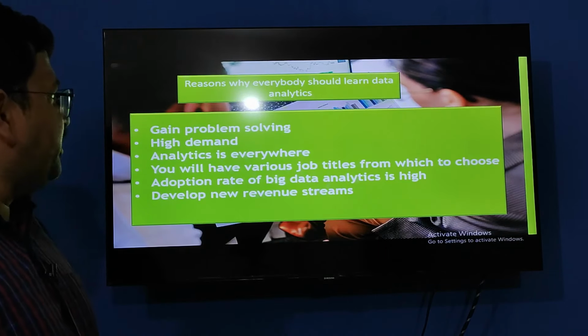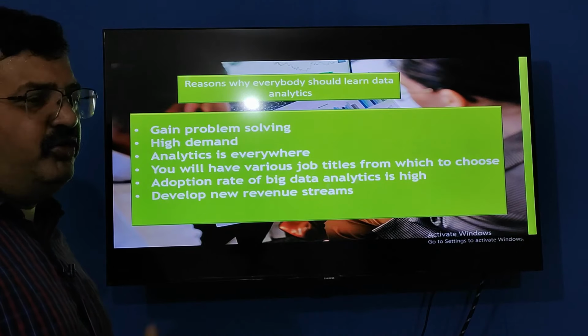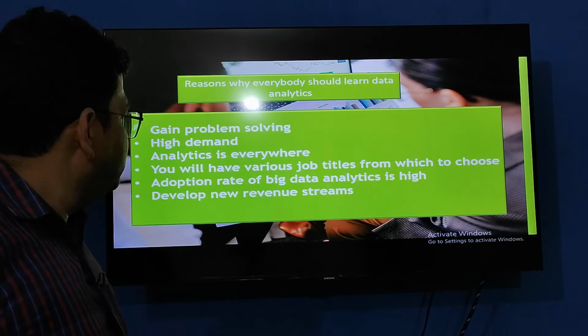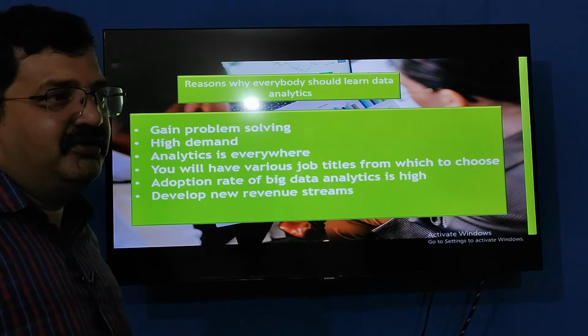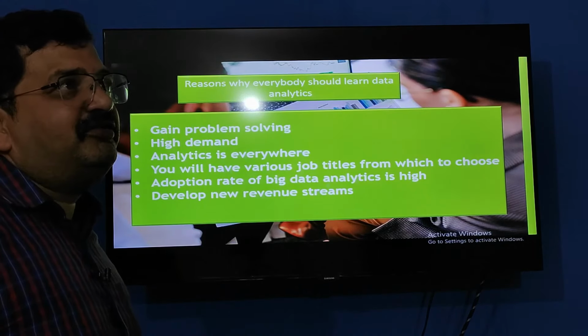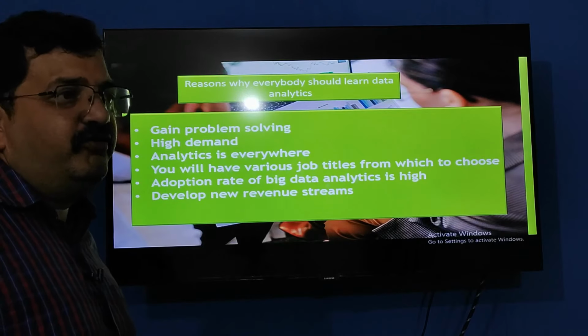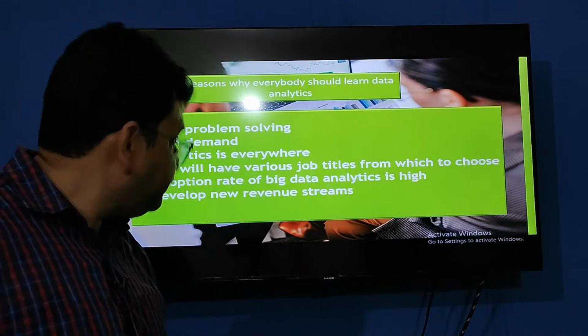The adoption rate of big data analytics is high, so more and more companies are going toward it. Develop new revenue streams. It's basically for companies to find the right way to generate more profits.